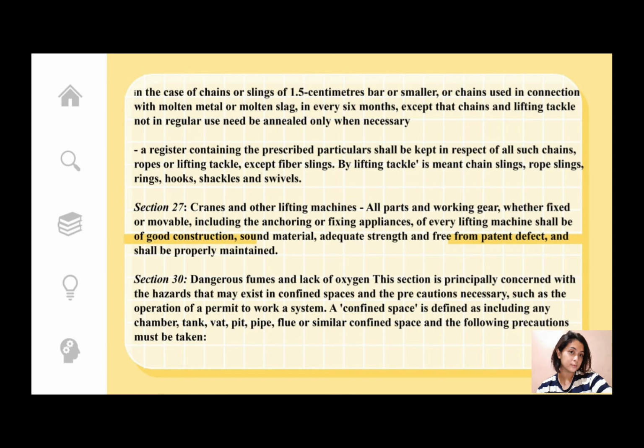There shall be plainly marked on every lifting machine its safe working loads, except in the case of a jib crane, which is so constructed that the safe working load may be varied by the raising or lowering of the jib. So no lifting machine shall, except for the purpose of a test, be taken into use in any factory for the first time unless it has been tested and all such parts and working gear.